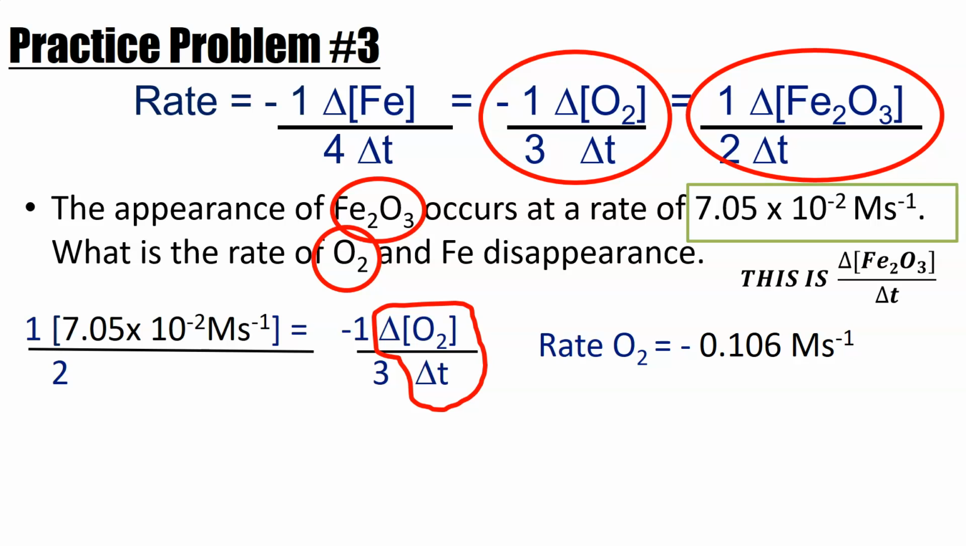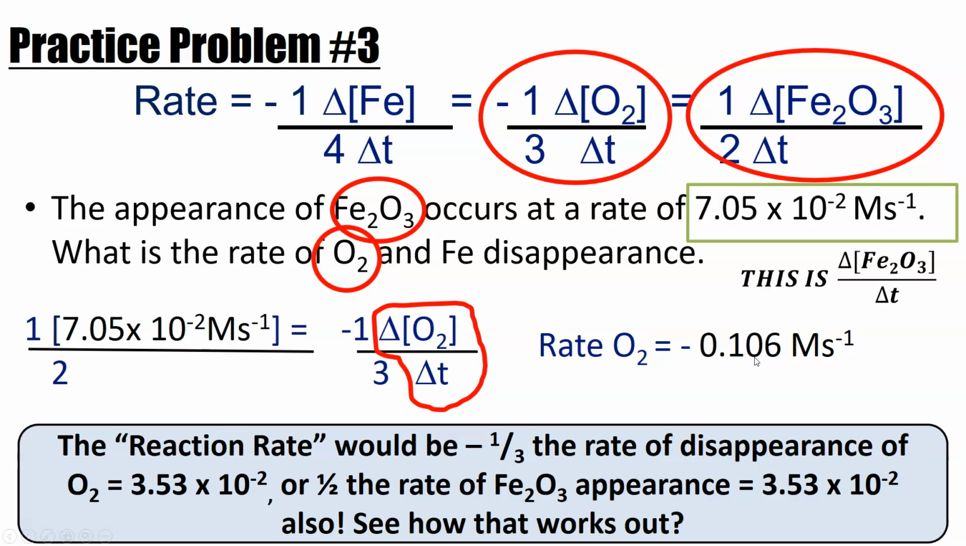Now I'd like you to see what the reaction rate would be. You can either use the number for the iron oxide or you can use the number for the oxygen gas. It doesn't matter because remember you should get the same answer. All right. Well, 1/2 of this number or negative 1/3 of this number. They both give you the same answer. Your reaction rate would be 3.53 times 10 to the minus 2.